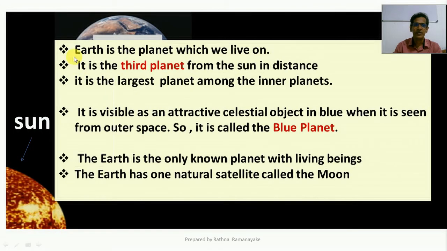Here, the Earth is the planet which we live on. It is the third planet from the sun in distance. It is the largest planet among the inner planets.